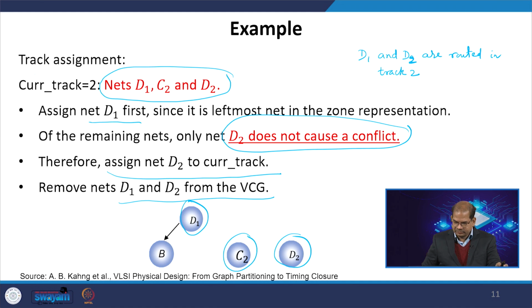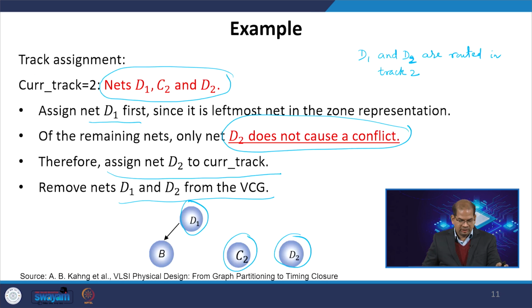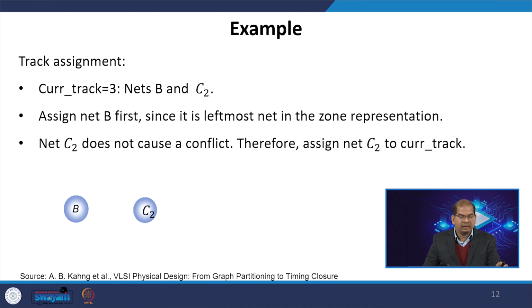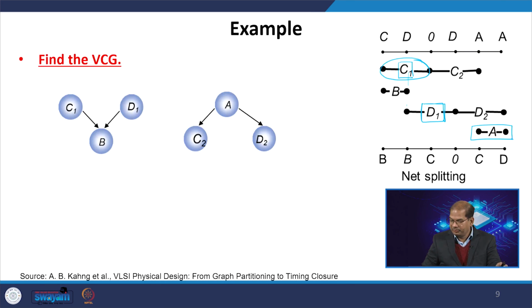Now, if you go to track 2 in the final layout, this is your D1 and this is your D2. So, it is using track 2. After you remove D1 and D2 from the VCG, nets B and C2 are left out. So, B and C2 are the nets we will look into. Which is the leftmost one, B or C2? B is the leftmost one. And is there a conflict between B and C2? If I place both of them in the same track, will it create a short? No. So, B and C2 can be placed in the same track, that is track number 3.